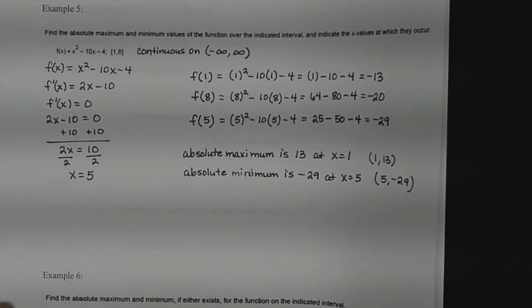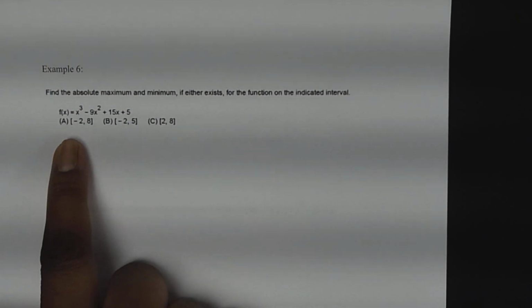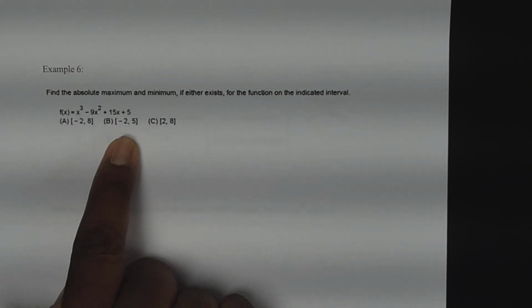Here's another example. Let's say we had f of x equal to x cubed minus 9x squared plus 15x plus 5. We're going to find the absolute maximum and minimum, if either exists, for the function on each of the following intervals. In part A, you've got the interval negative 2 to 8. Part B, the interval negative 2 to 5. And part C, the interval 2 to 8. We'll start first with finding out where it's continuous.